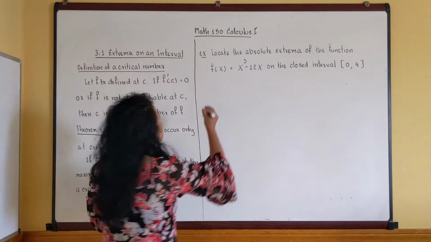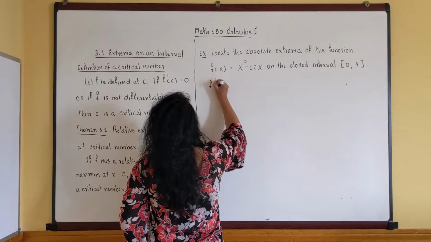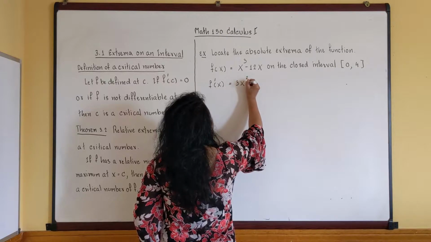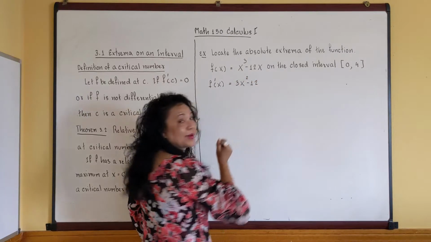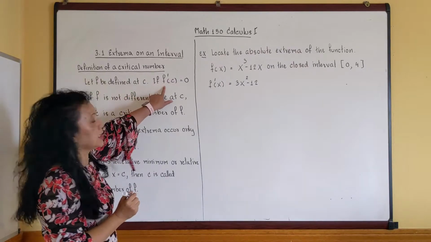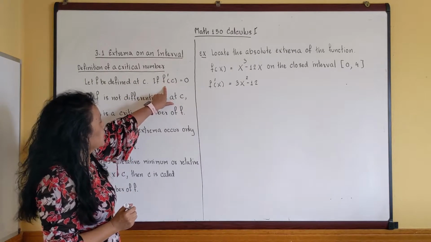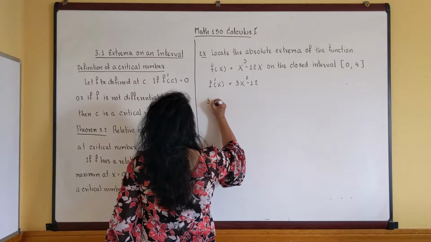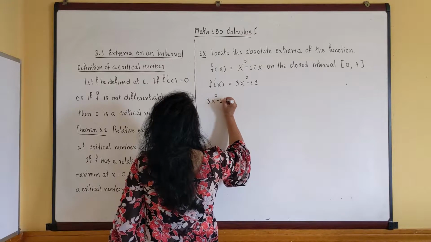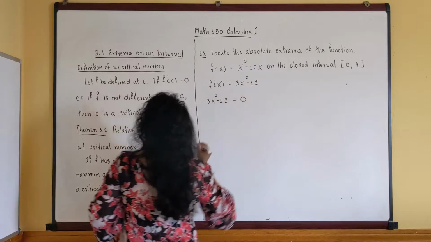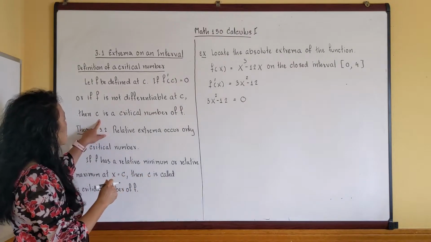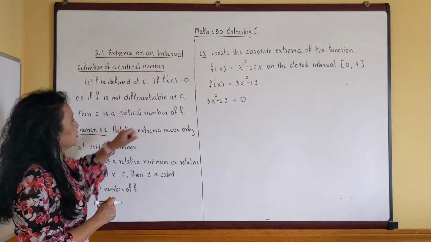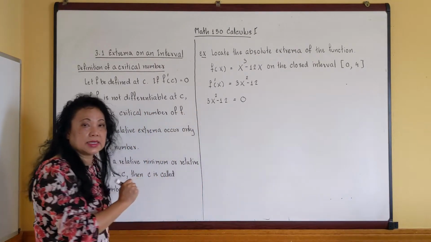So I'm going to take the derivative of this. Then I would have 3x squared minus 12. From the definition, it tells you to take the derivative. After you take the derivative, you set it equal to 0. So I'm going to set it equal to 0. Then you're going to solve for c. c is a critical number. In our case here, it is our x.